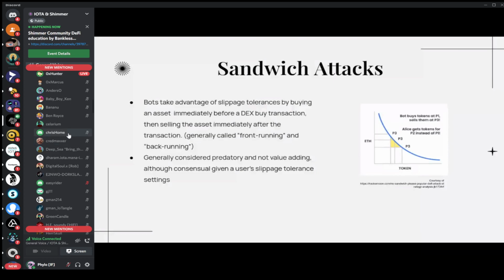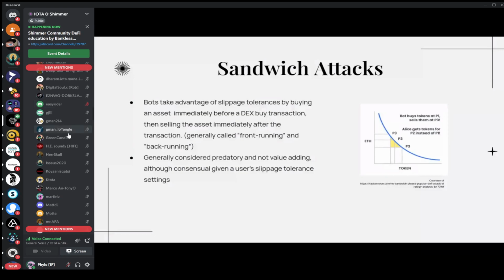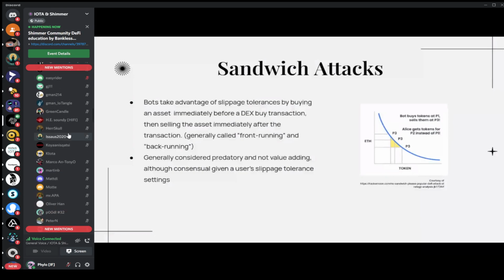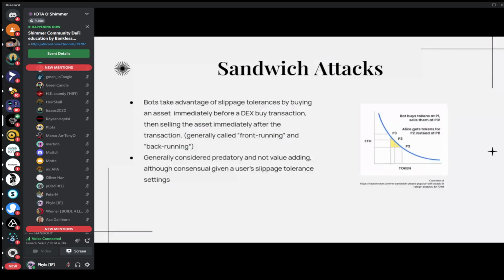And then immediately after that person buys it for the 1% higher price that they allowed in their settings, the attacker will sell the asset for a profit because they bumped up the price by buying it. This is generally considered predatory and really not adding value. It's a problem on Ethereum and other blockchains where you can order transactions. Something to watch out for: make sure your slippage settings are within a tolerance you're comfortable with.